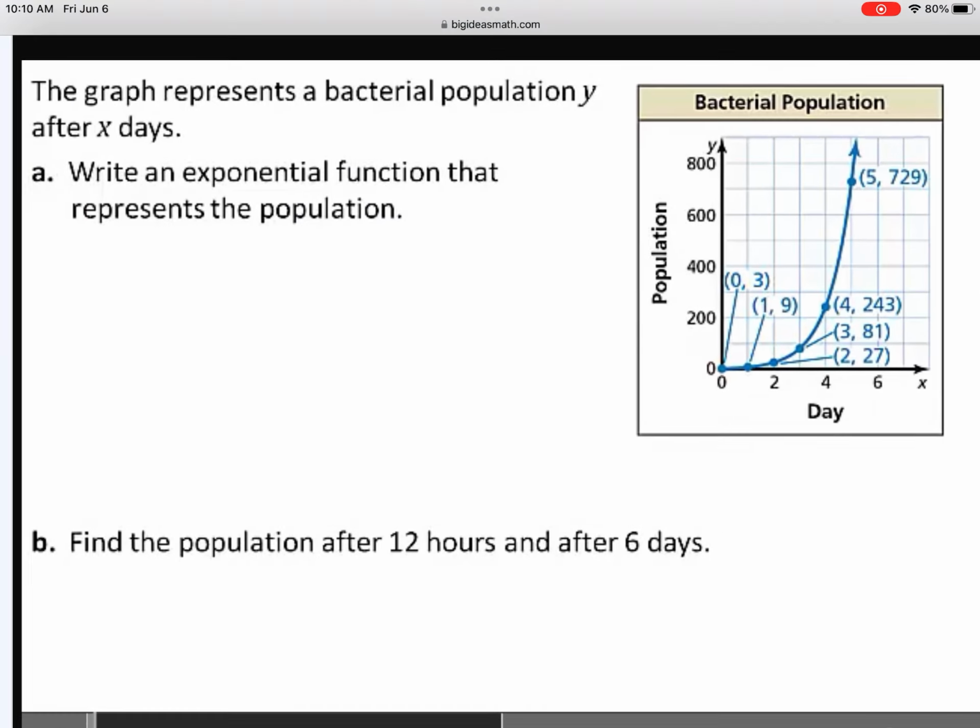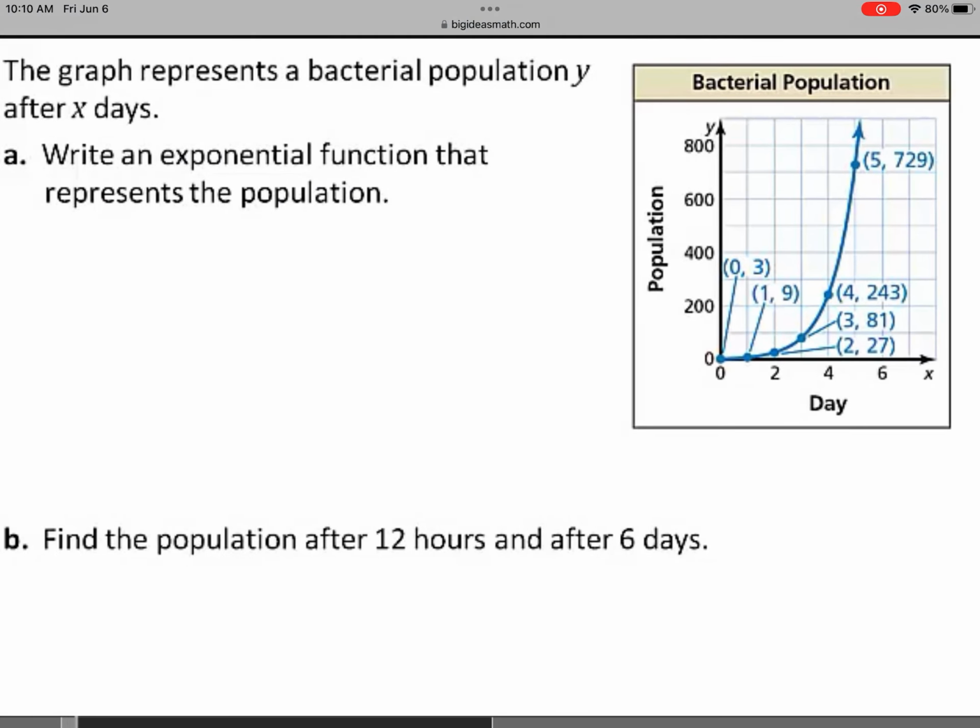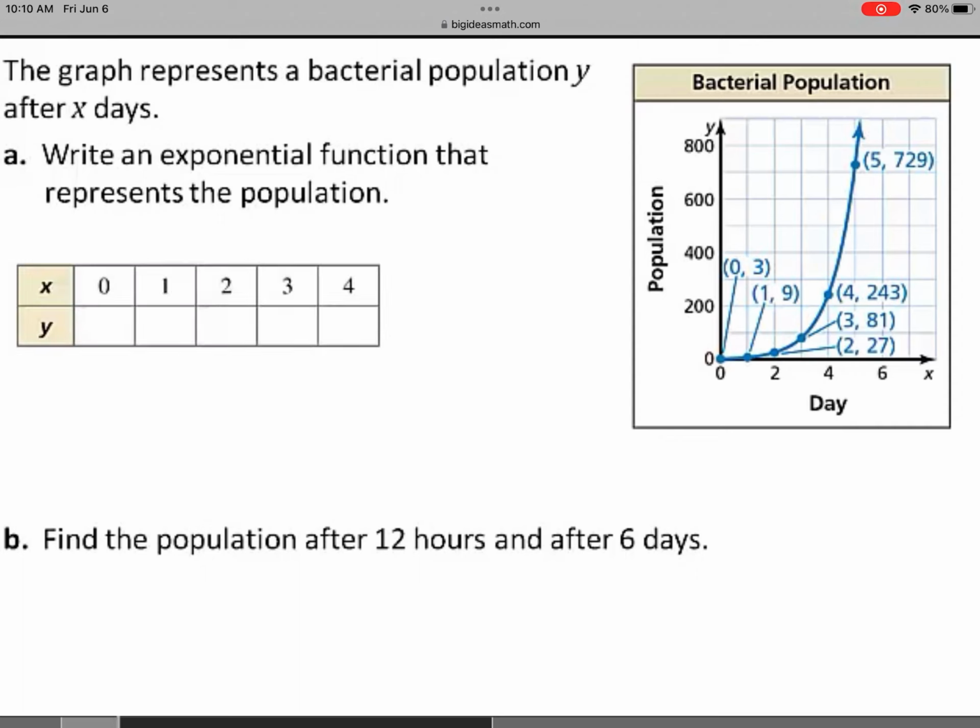The graph represents a bacterial population y after x days. Part A. Write an exponential function that represents the population. Begin by using the graph to make a table of values.